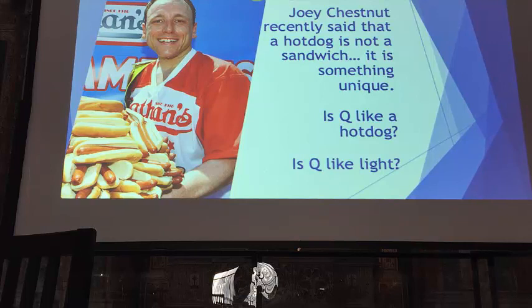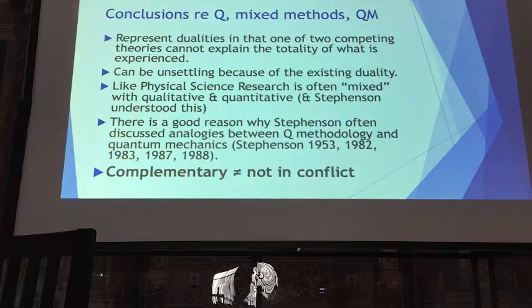But not going off too much on Joey Chestnut, he recently stated, right, a hot dog is not a sandwich. It is something unique. And this is something that I've heard Q methodologists say as well, right? Q isn't qualitative, it's not quantitative, it's not mixed, it's its own thing. So is Q like a hot dog? Is Q like light? Is Q like something else?